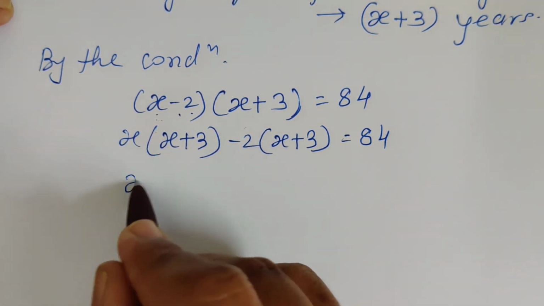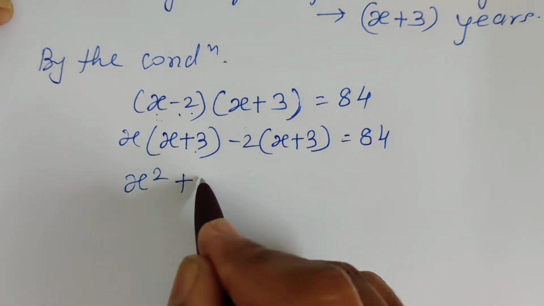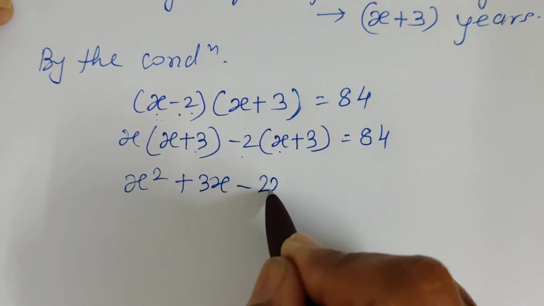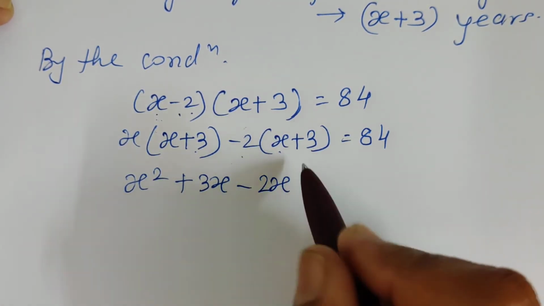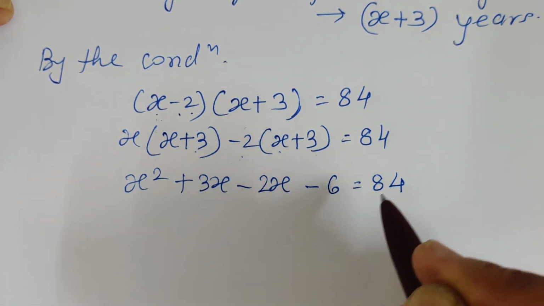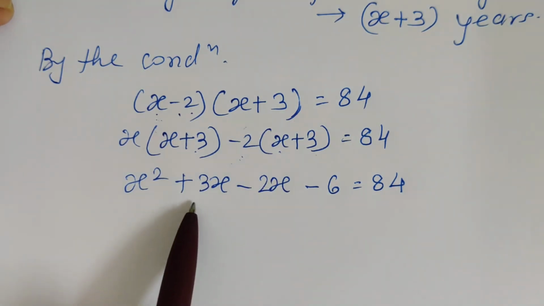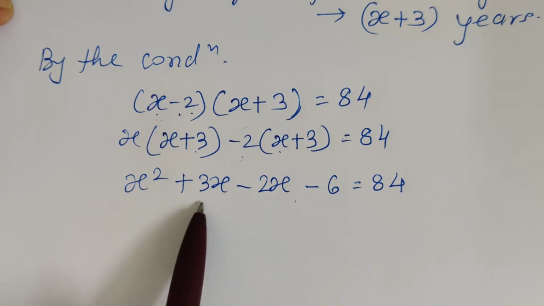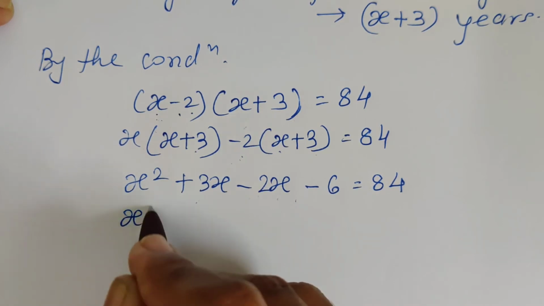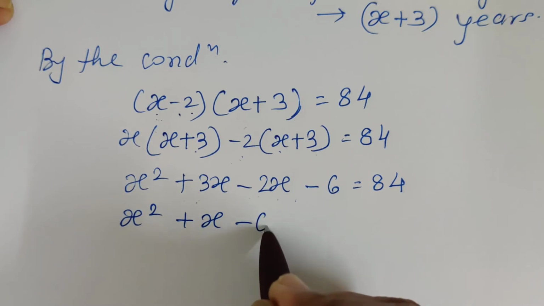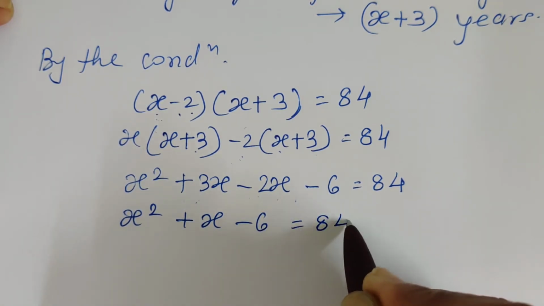x multiplied by x is x square plus 3x, minus 2 multiplied by x, that is 2x, and 2 threes are 6, so minus 6, equal to 84. Similar terms 3x and 2x, plus and minus, so plus minus is minus, take the bigger number's sign. So you get x square plus x minus 6 equal to 84.